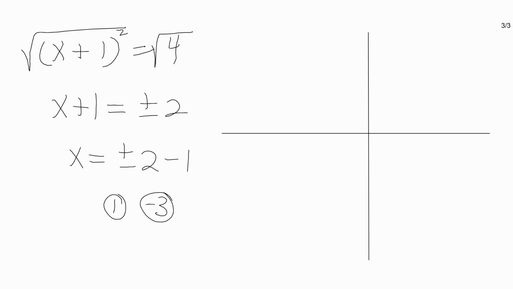So the -1. I'm going to take my big black marker here, and I'm going to put an x-intercept at 1, and I'm going to put 1 at -3. 1, 2, 3.